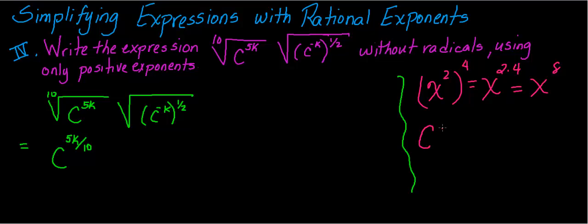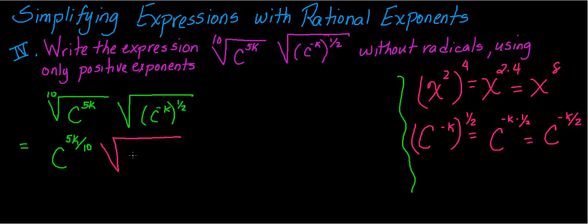In this case, I have c to the negative k power raised to the 1/2 power. That means I need to multiply. This becomes c to the negative k times 1/2, which is c to the negative k halves, because k times 1 is negative k, and the denominator 1 times the denominator 2 equals 2. Okay, so I can rewrite this radical like this. C to the negative k over 2.